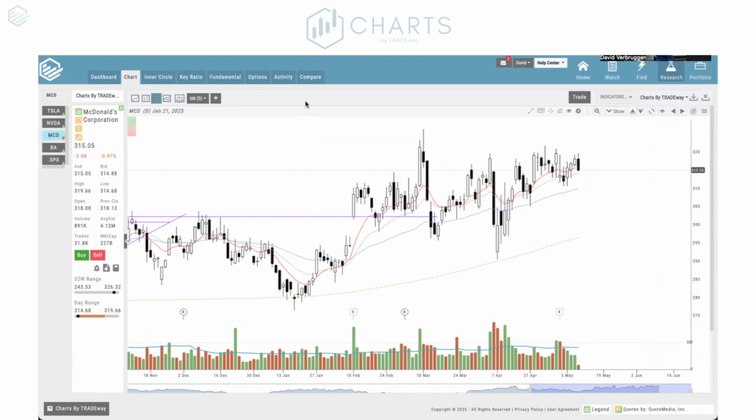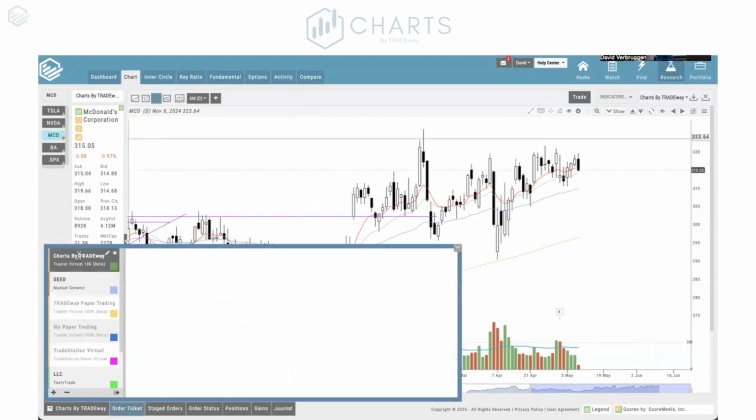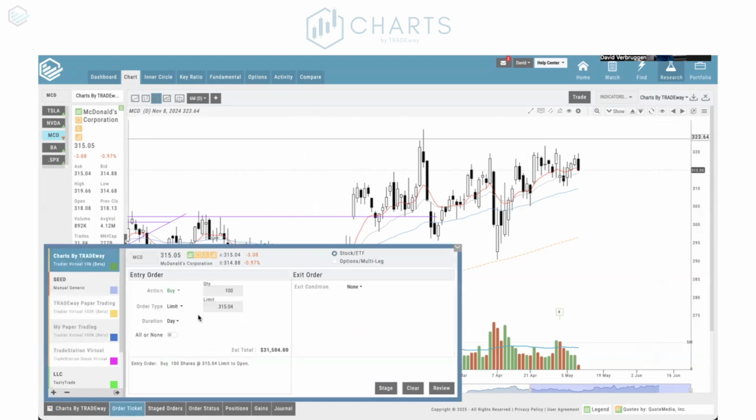There's a couple different ways you can do this. I'm going to show you both ways. I'm going to first show you kind of the long version, and then I'm going to show you the shortcut version. First, let's come down here. You can click the green buy button or the green B at the top left here. If you click buy, it's going to bring up an order ticket and it's going to have some pre-populated information in here. It's going to default to 100 shares.